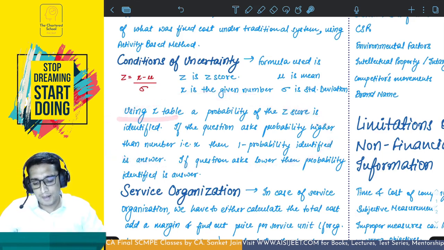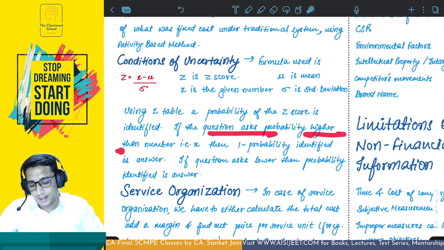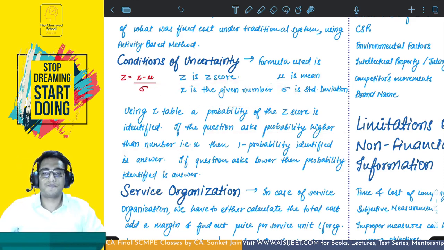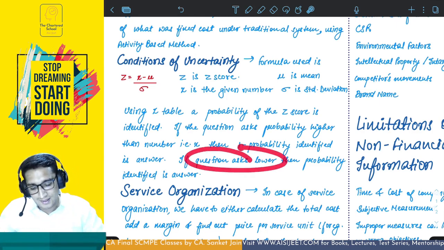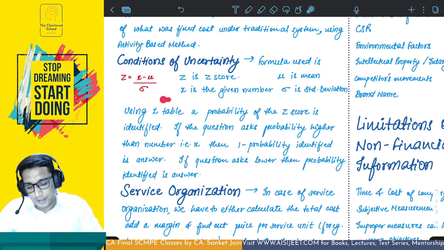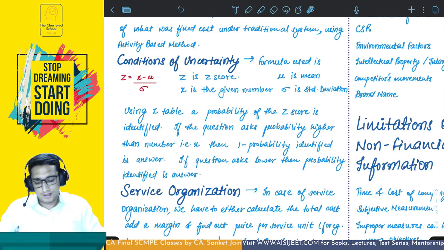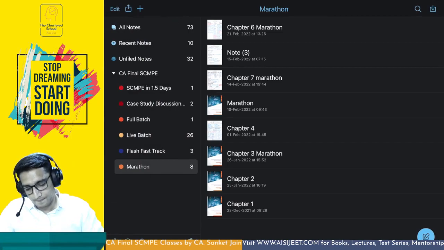Using the Z table, the probability of the Z score is identified. If the question asks for probability higher than X, then the answer will be 1 minus probability. Whatever number you get from the Z table, you have to deduct it from 1. So the answer is going to be 1 minus that probability, which is your final answer. Now, if the question asks lower than X, the probability of the revenue that you earn being lower than X, then the probability number that you get from the Z table is the answer itself. Alright, so let's look at a quick question for it.